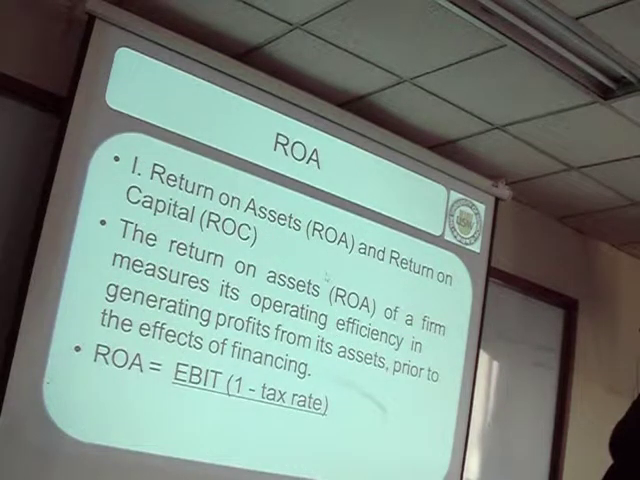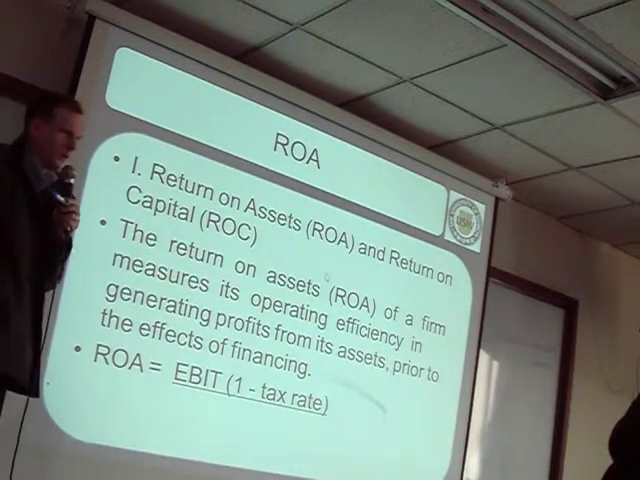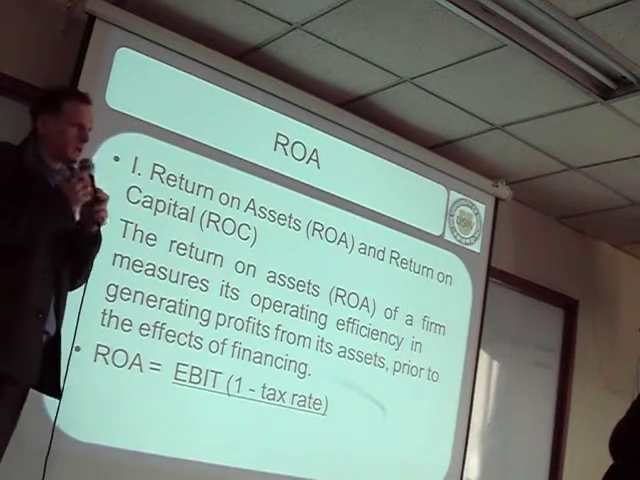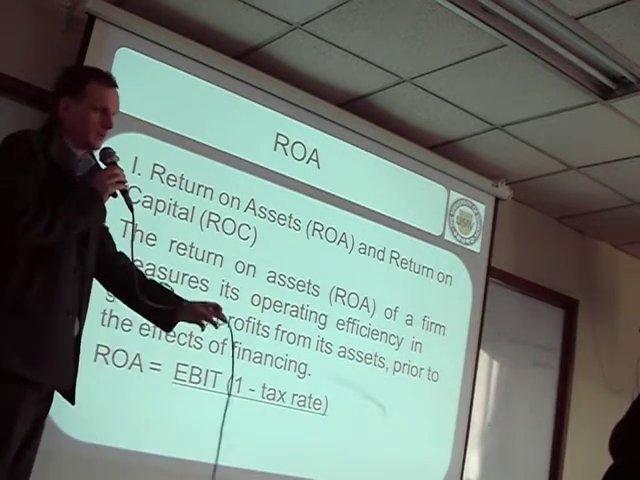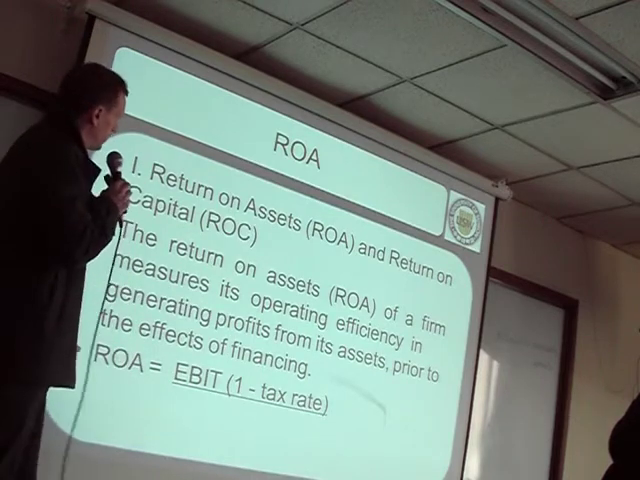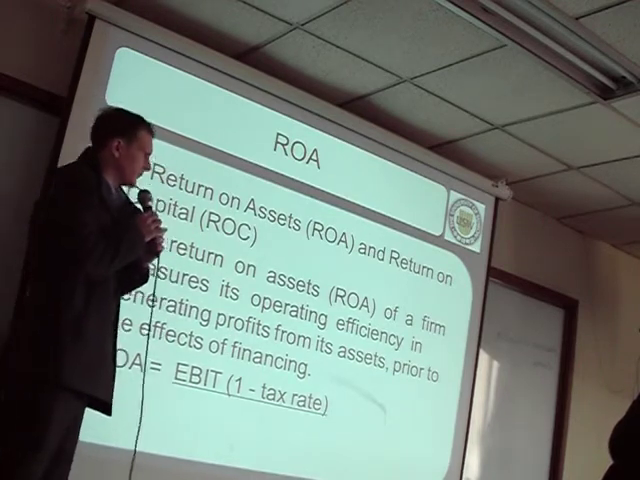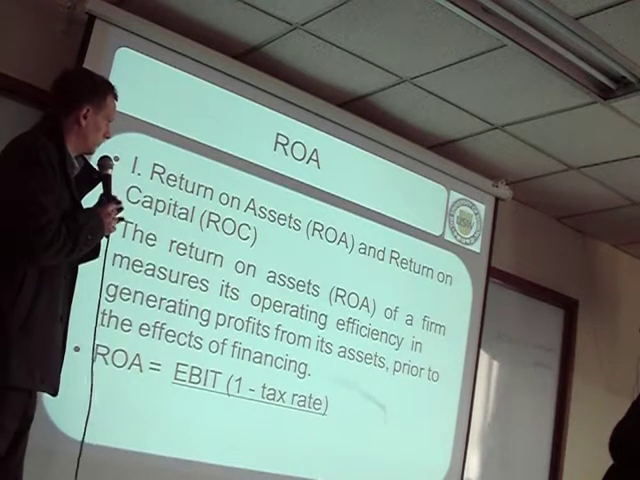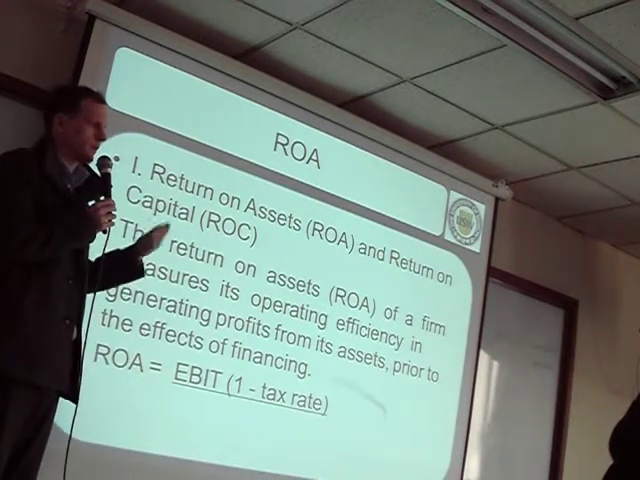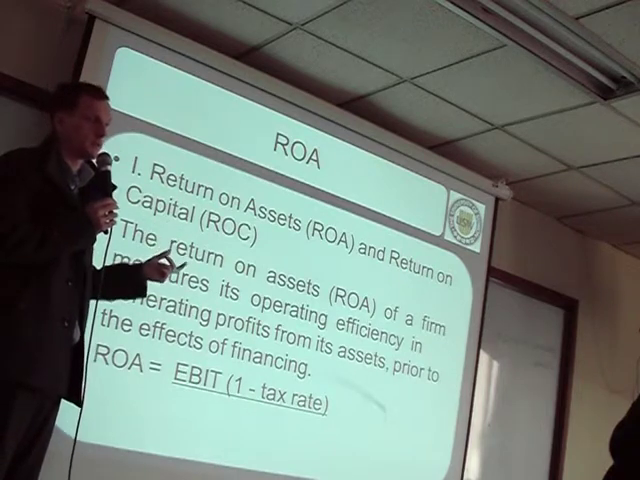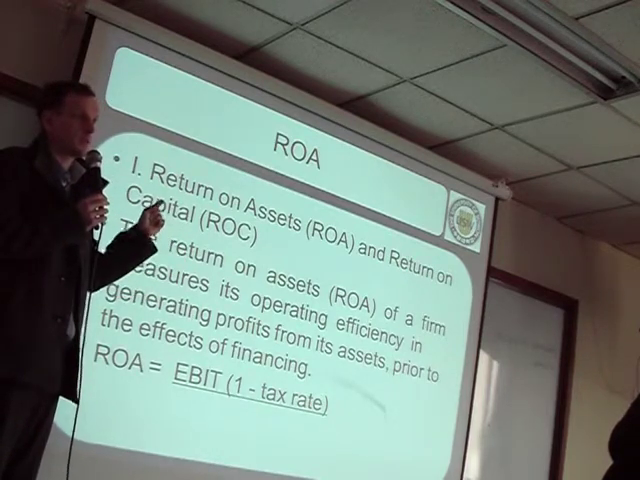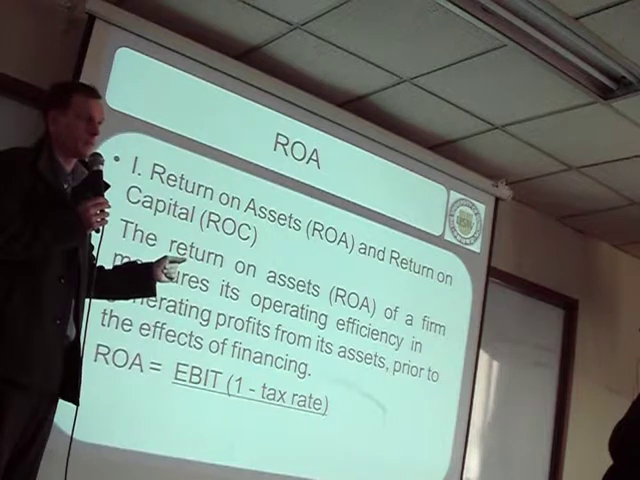So then let's talk about some calculations. The first calculation, this is to show a little bit about the performance of the company. The first one is called return on assets, ROA. So return, we're talking about the profit. On assets means compared to our assets. How much is our profit compared to our assets?